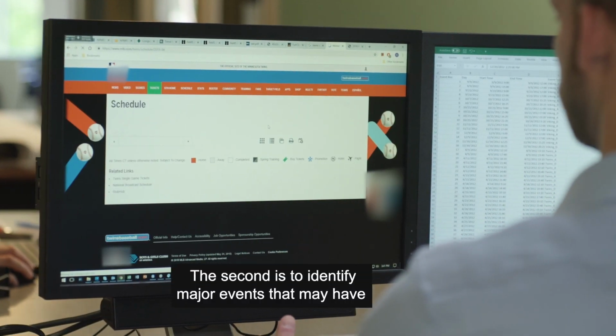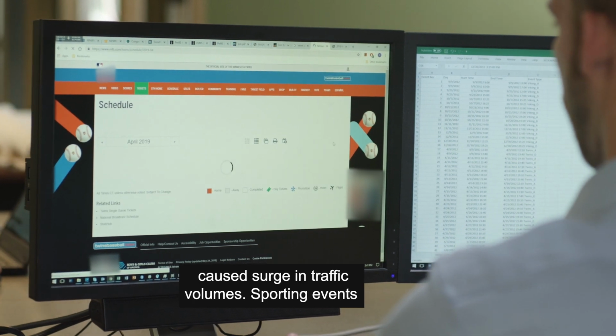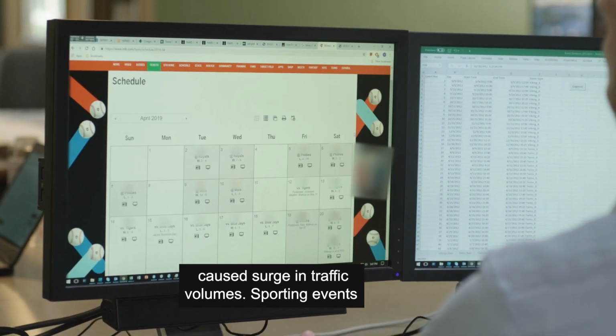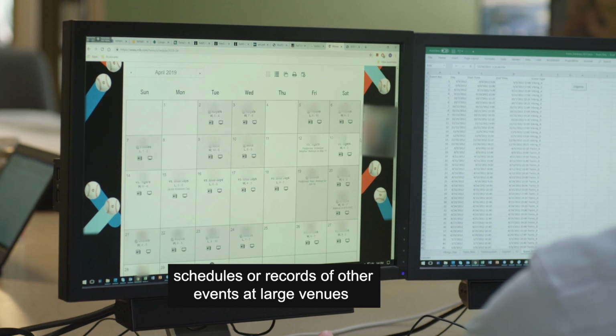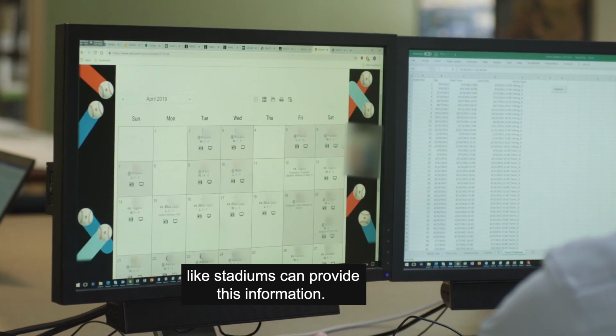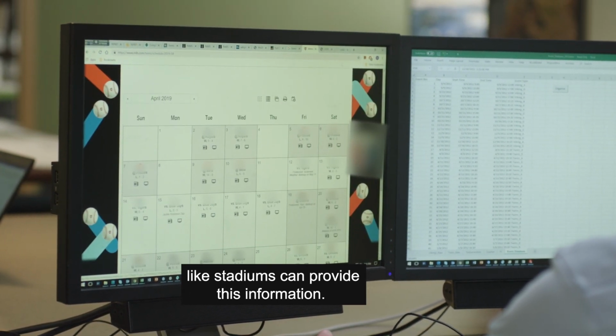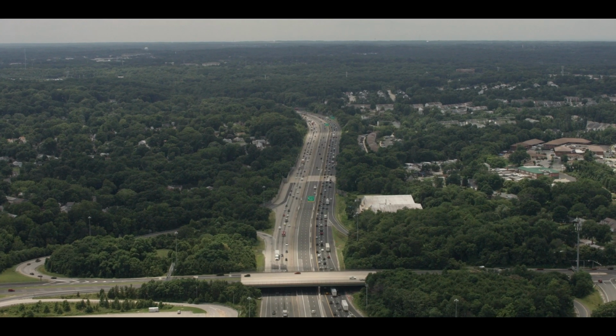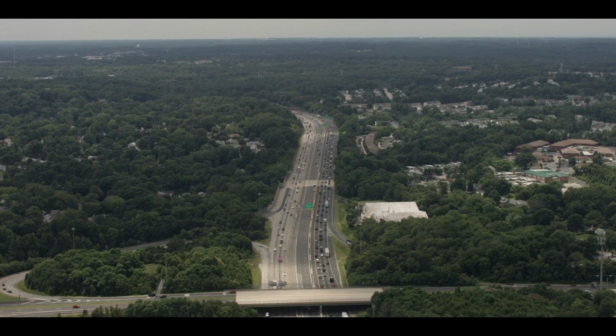The second is to identify major events that may have caused surge in traffic volumes. Sporting event schedules or records of other events at large venues like stadiums can provide this information. Let's look at a real-world example.